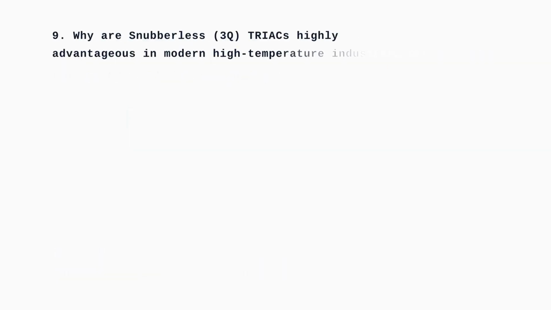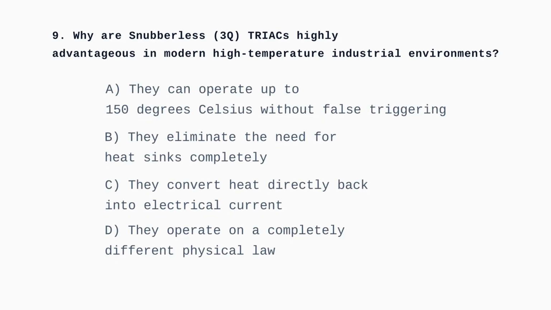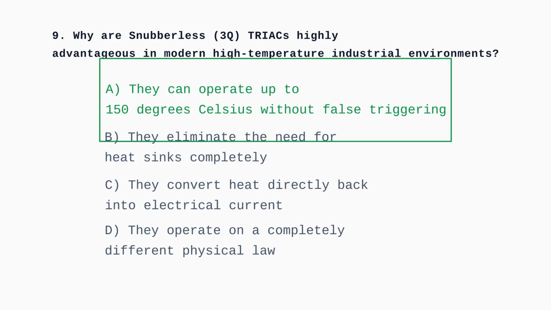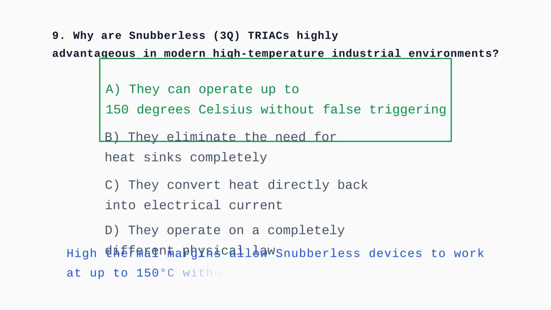Question 9. Why are snubberless or 3-quadrant triacs highly advantageous in modern high-temperature industrial environments? Because they are highly resistant to commutating dV/dt failures, snubberless triacs can operate at elevated junction temperatures without needing snubbers.